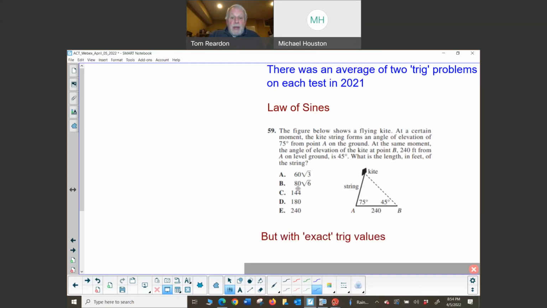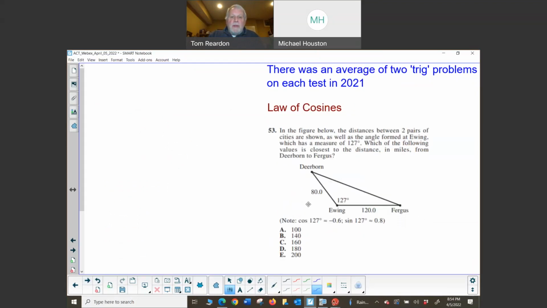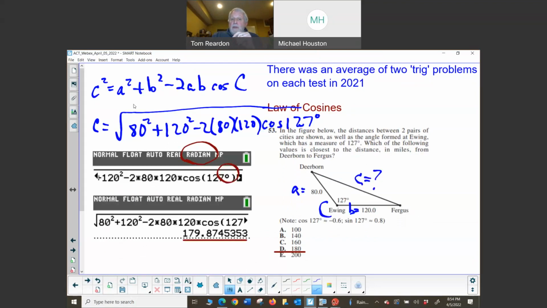With exact trig values, the answer is 80 radical 6, which is a little bit of work. Then I wanted to do this one with you with the law of cosines, but we only have about a couple minutes left, so I'd like to just illustrate it. If you do this with the law of cosines and label A, B, C, and so on, you can type in the numbers and go ahead and do the calculations. One thing I'd like to point out is if you're in the wrong mode and you type 127 and then put the degree symbol after it, it will overwrite the radian. Just in case you didn't know that.